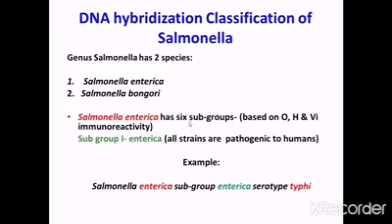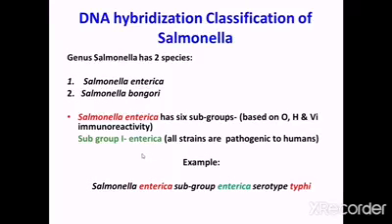Salmonella enterica has further got 6 subgroups, and this is on the basis of somatic, flagellar, and Vi capsular antigens of Salmonella. This species, enterica, has subgroup 1, which is again enterica. Though there are 6 subgroups, we would just discuss this subgroup 1 because these strains are pathogenic to humans. So only this subgroup is important for us.